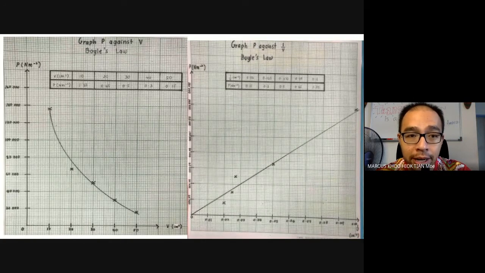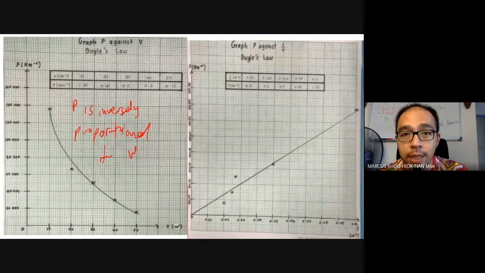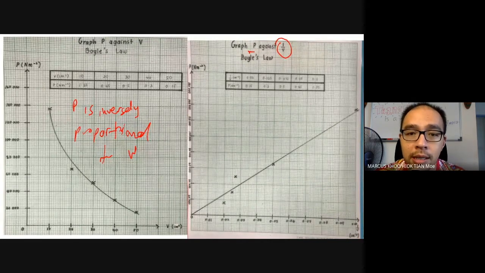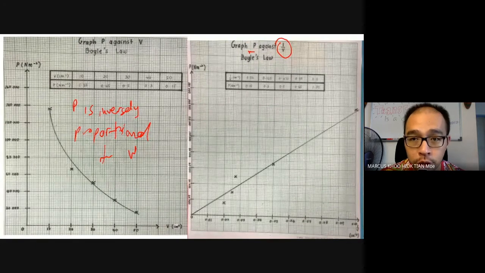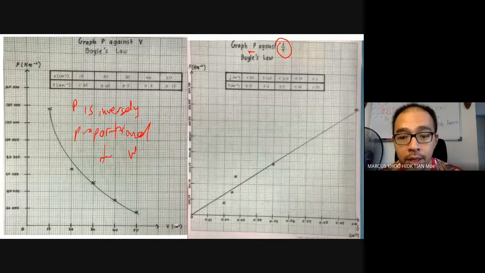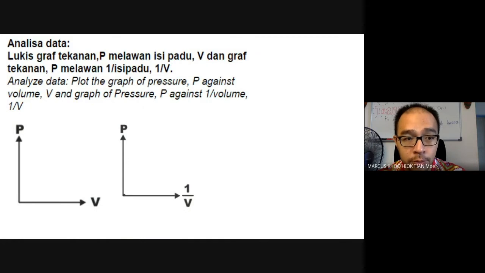For the graph on the left, the relationship would be P is inversely proportional to V. Whereas here, P is directly proportional to 1 over V. But the question is this now, and I usually get this question a lot: Sir, how do I know if the graph is directly proportional or a linearly increasing graph? Let's say, how do I know if the graph is supposed to be like this or whether it is like this? Because these two are pretty similar.